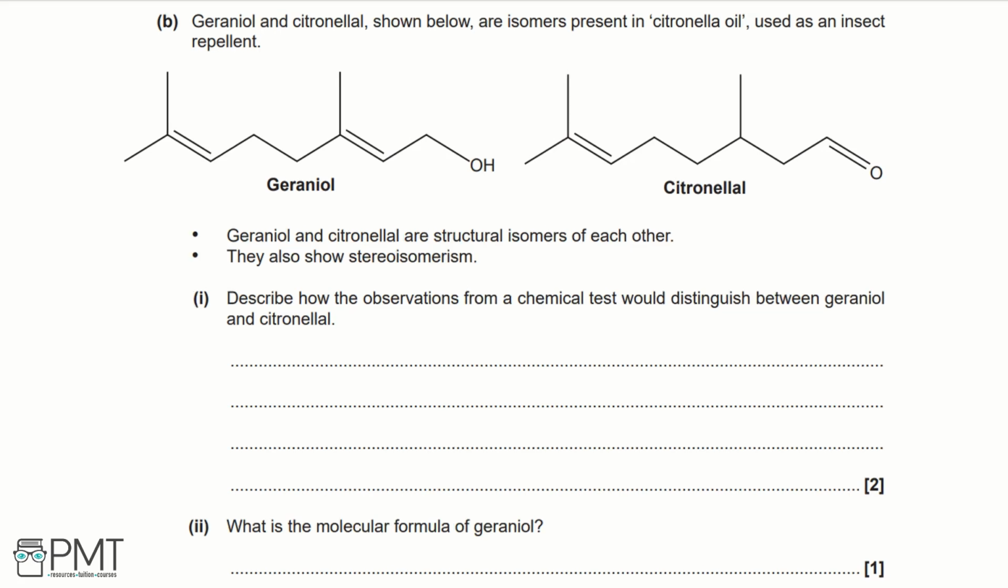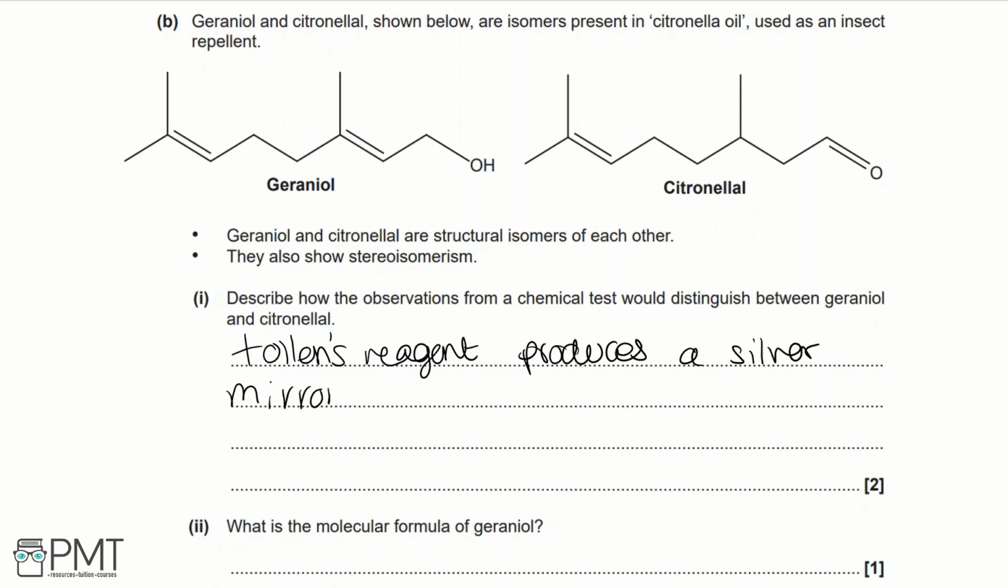The test we're going to use in this question is Tollens reagent. Tollens reagent is a test that will distinguish between geraniol and citronellal, and it's a test for an aldehyde functional group. So it's going to produce a silver mirror with citronellal because there is an aldehyde group present in citronellal. Silver mirror is the positive result for Tollens reagent and its test.